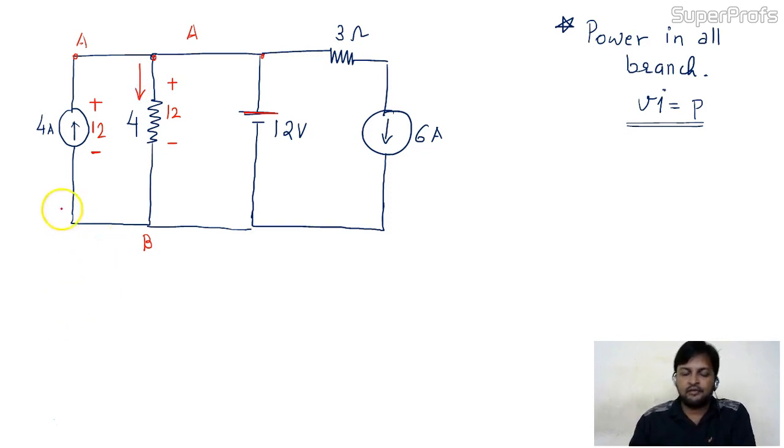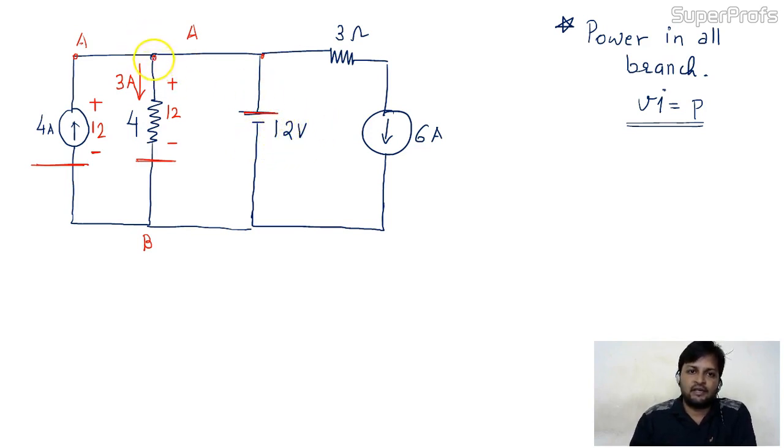Ohm's law, simple. V equal to Ri. V is given 12, R is given 4. So the current in this circuit is 3 ampere. So we can easily calculate the power here. We can easily calculate the power in this branch also. What about this? We need the current here. So easily we can find out the current.